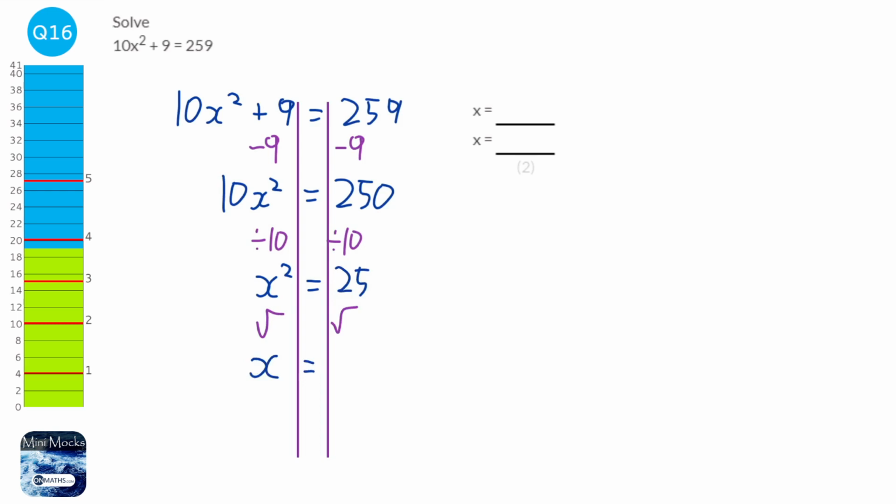Now this does give us 5, but it also gives us -5, because minus 5 times minus 5 is also 25. So our two solutions are 5 and -5.